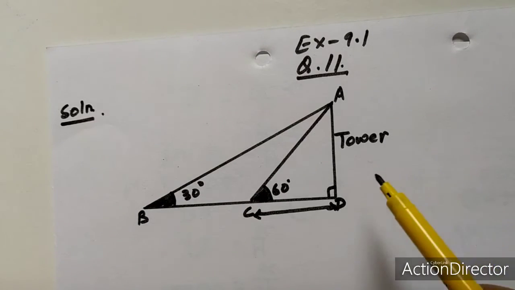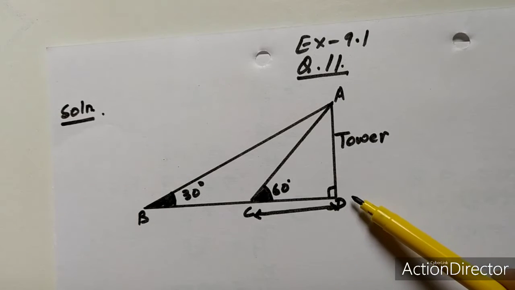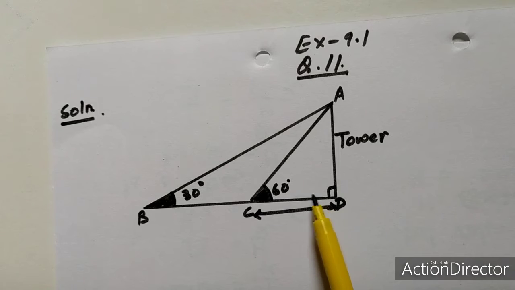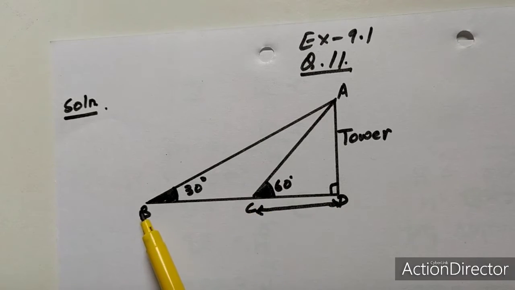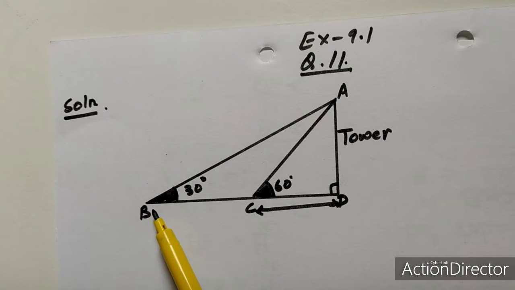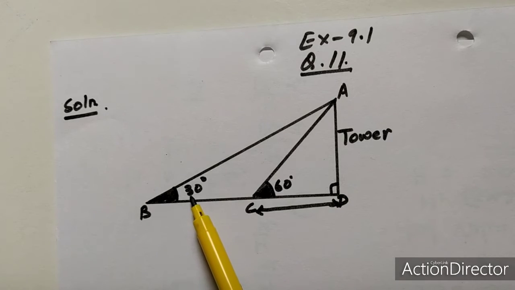The next is question number 11, in which they said a TV tower stands vertically on a bank of a canal. From a point on the bank, directly opposite to the tower, the angle of elevation of the tower is 60 degree. From another point 20 meter away, from this point on the line joining the point to the foot of the tower, the angle of elevation of the top of the tower is 30 degree.